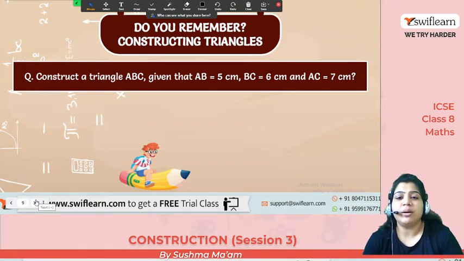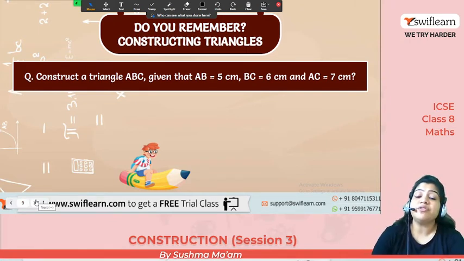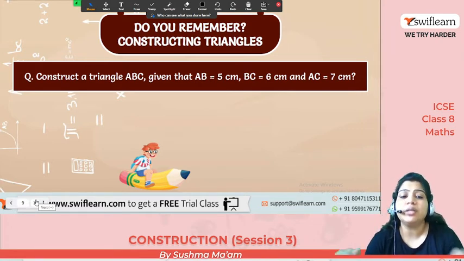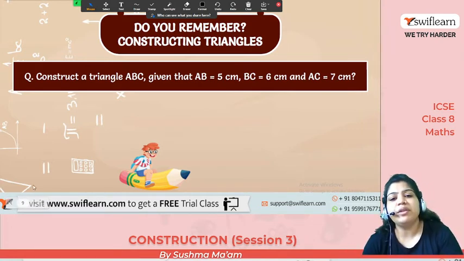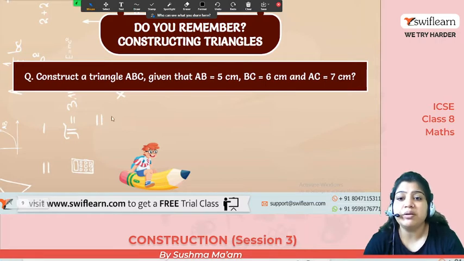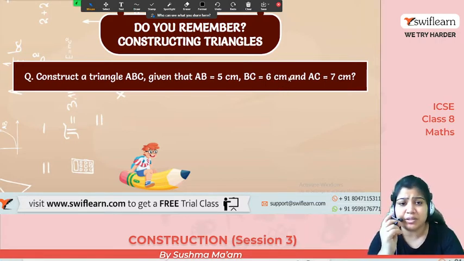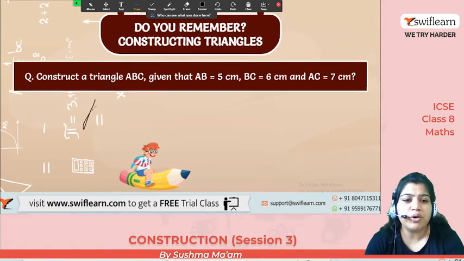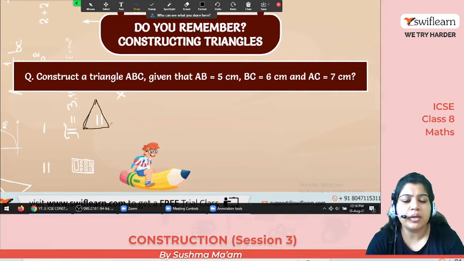So now question number 2. Do you remember constructing triangles? This part we already learned in 7th grade. Construct a triangle ABC, given that AB equals 5 centimeters, BC equals 6 centimeters and AC equals 7 centimeters. Students, you know what you have to do in that case? Always draw a rough structure. So you have to draw ABC. Okay, this is my triangle ABC.